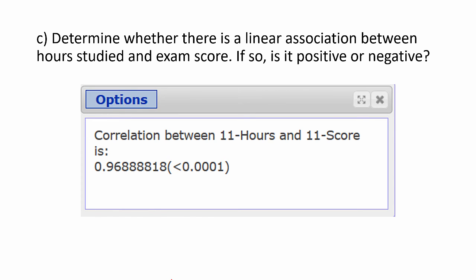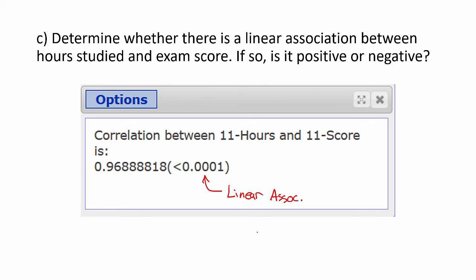Finally, determine whether there's a linear association between hours studied and exam score. If so, is it positive or negative? We begin by looking at the p-value that we computed. Since the p-value is less than 0.05, that means that there is a linear association.